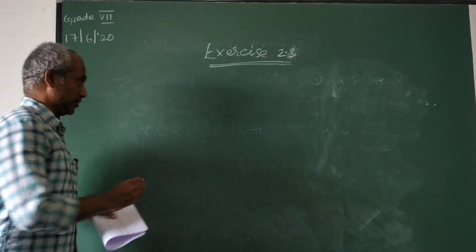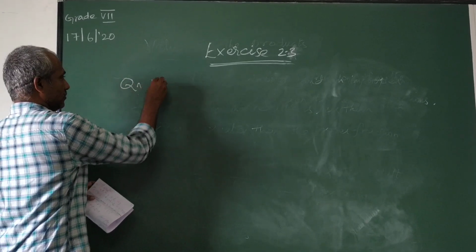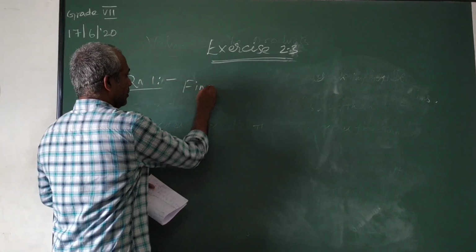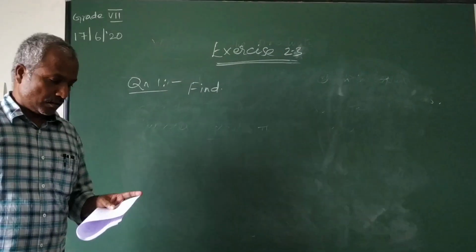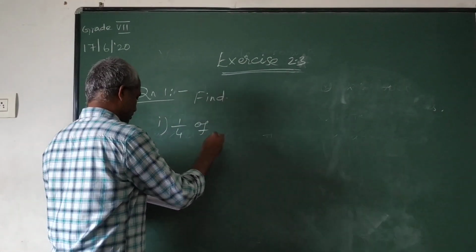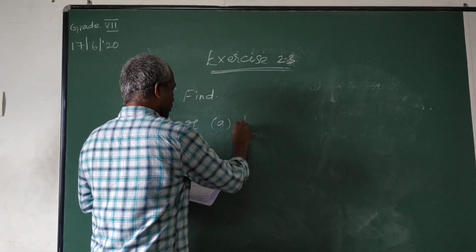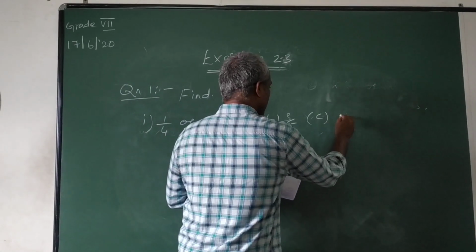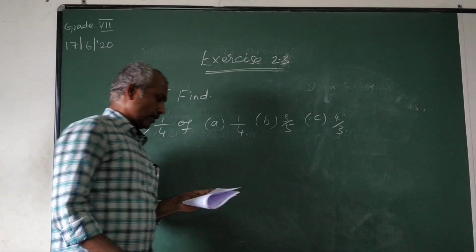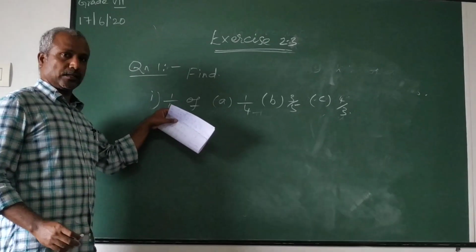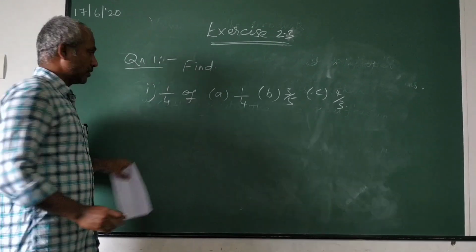Okay children, we will move to exercise 2.3. Question number 1. Find: first one, 1 by 4 of A, 1 by 4; B, 3 by 5; C, 4 by 3. In the same way, they are asking one more problem. I am explaining the first one, the second one will be homework for you.